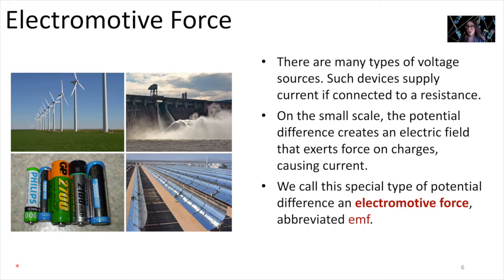On the small scale, the potential difference between one end of the battery to the other creates an electric field that exerts force on charges, causing current. So we call this special type of potential difference inside a battery an electromotive force, which we abbreviate as EMF.